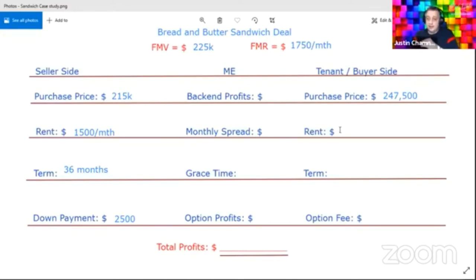Monthly rent for this guy, the tenant buyer, I did $1,750 a month because that's the fair market rent for that neighborhood. I gave the tenant buyer, instead of 36 months, 24 months. Somebody explain to me why I did that. Anybody know why I only gave the tenant buyer 24 months instead of 36?